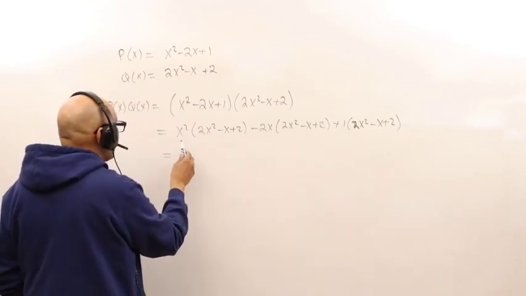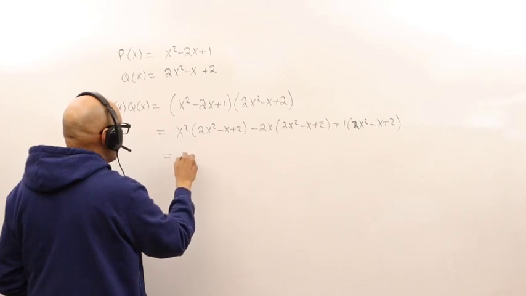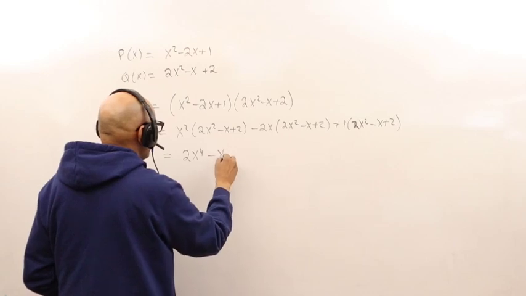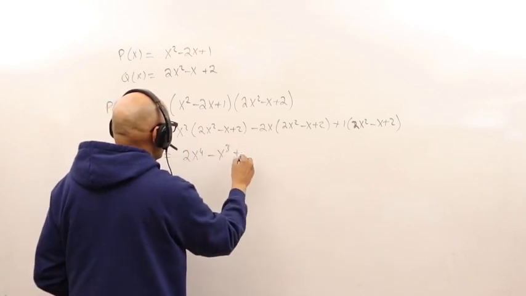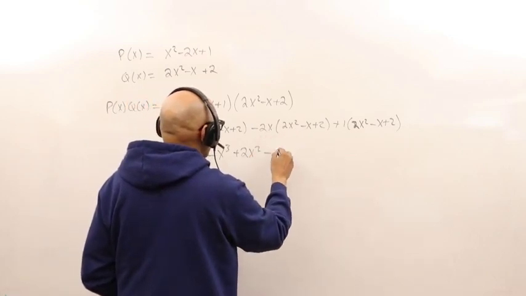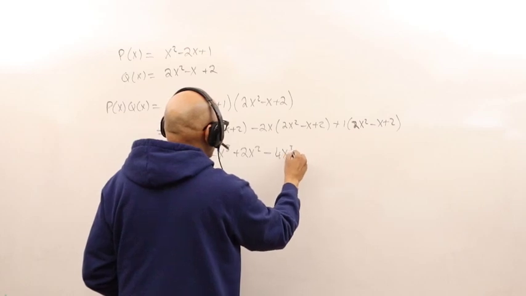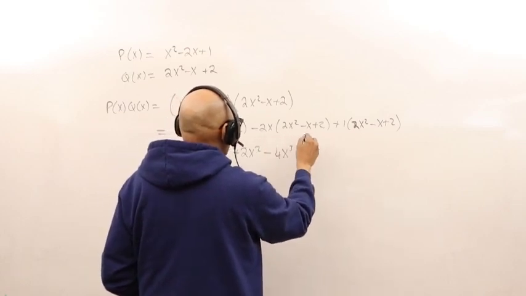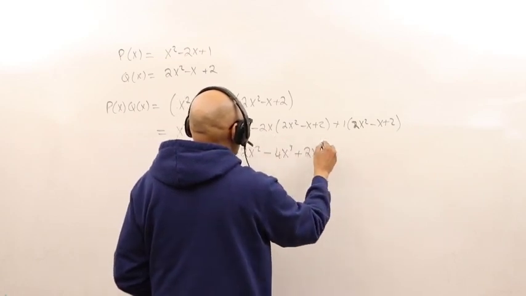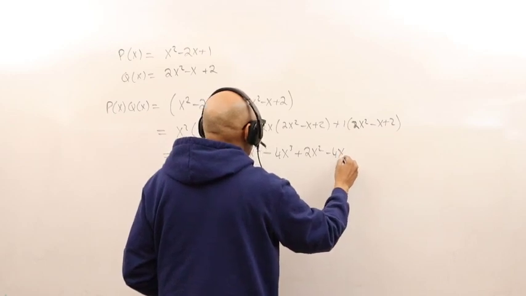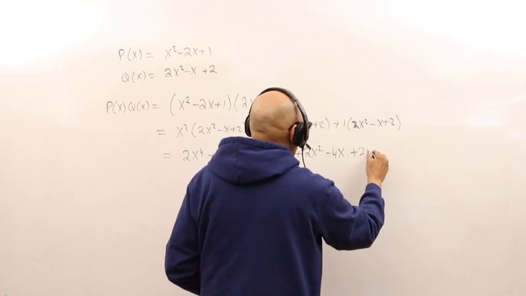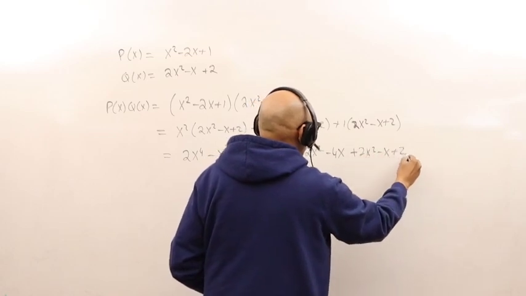Then we expand out. So x squared times 2x squared is 2x to the 4th, x squared times minus x is minus x cubed, x squared times 2 is plus 2x squared. Minus 2x times 2x squared is minus 4x cubed. Minus 2x times minus x is positive 2x squared. Minus 2x times 2 is minus 4x. Then we have plus 1 times 2x squared minus x plus 2.